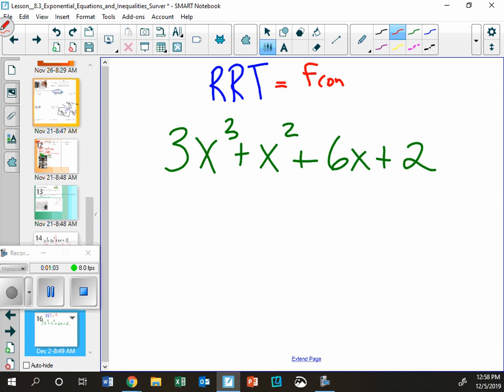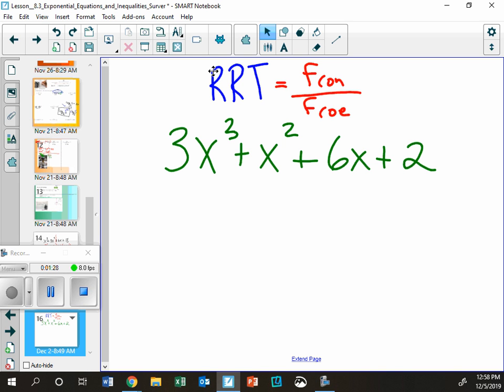F con over F co. What in the heck does that mean? It means you're going to take the factors of the constant and divide it by the factors of the coefficient. Which coefficient, Mr. Server? Because there's actually 4 of them. The 3, the 1, the 6, or the 2.